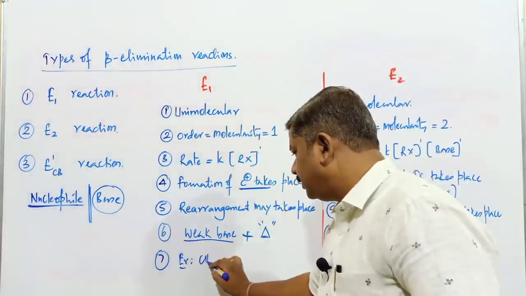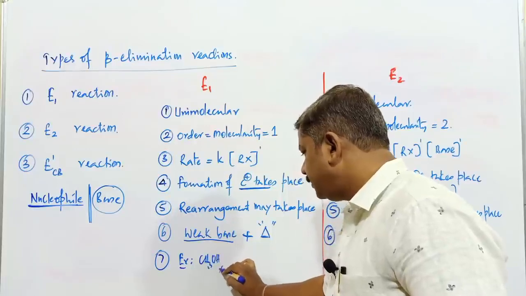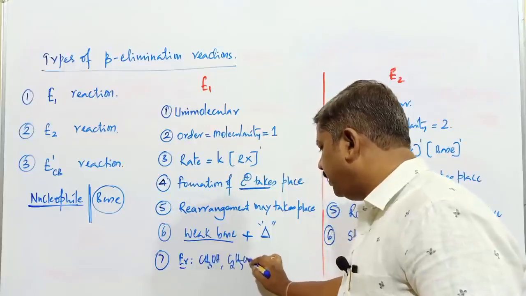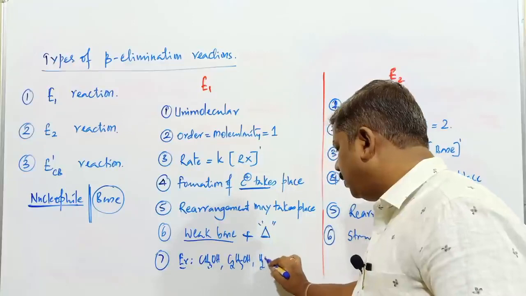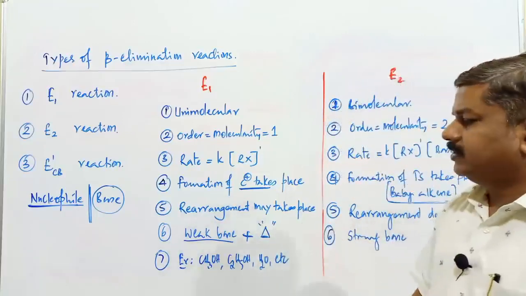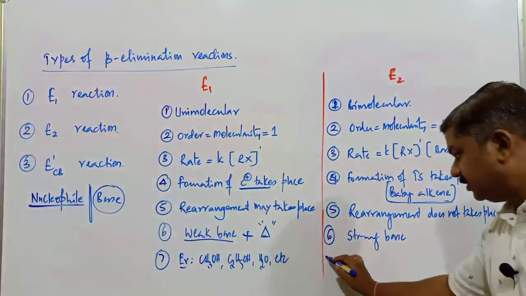You can go with CH3OH. You can go with C2H5OH. You can go with even water also. So all these particular substances are referred to weak bases.